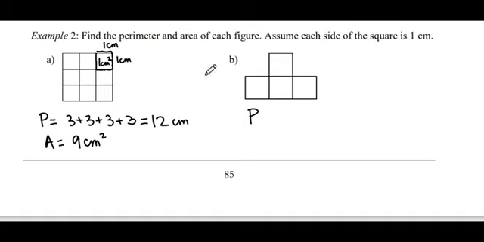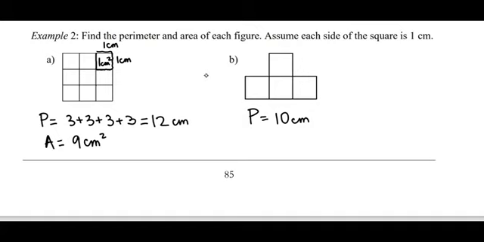So I'm just going to count for perimeter. I'm just going to count all my ones. 1, 2, 3, 4, 5, 6, 7, 8, 9, 10. So perimeter is 10 centimeters because as I walk around, each side is 1. So all I have to do is just count that side. All right. So 10 centimeters for your perimeter.